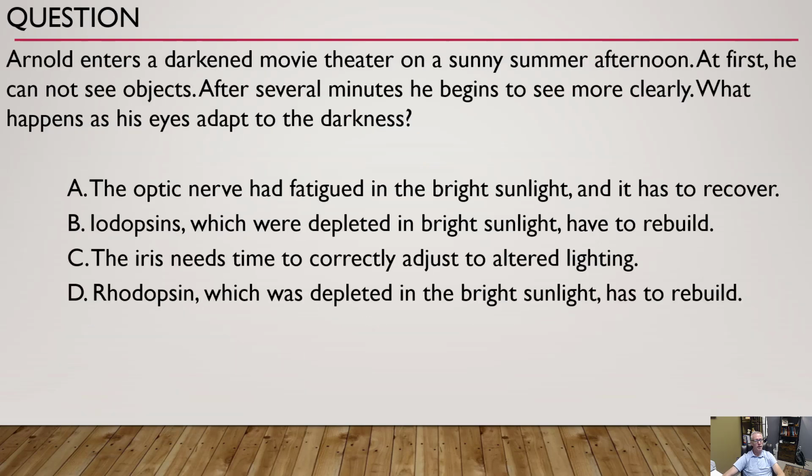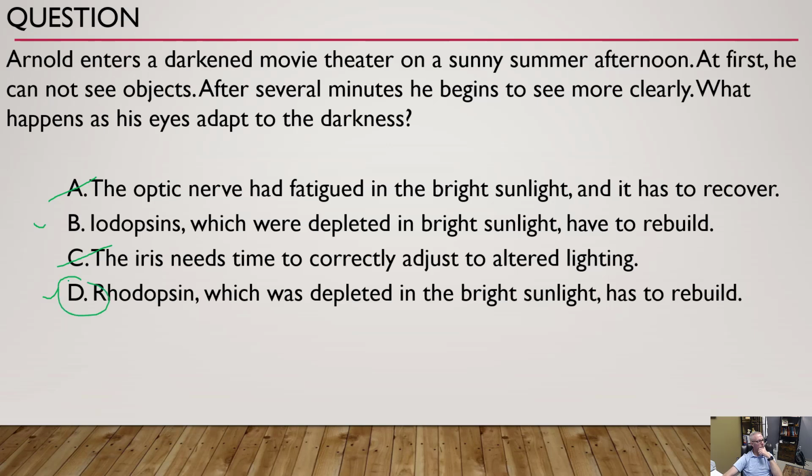All right. Arnold enters a darkened movie theater on a sunny afternoon. At first, he can't see objects. After several minutes, he can see more clearly. What happened? The optic nerve has fatigued. No. We just talked about it. Iodopsins, which are depleted in sunlight, have to rebuild. Okay, we'll keep that answer for now. The iris, which needs time to correctly adjust. No, that would happen automatically. Rhodopsin, which was depleted, has to rebuild. So now we're left between rhodopsin and iodopsins.